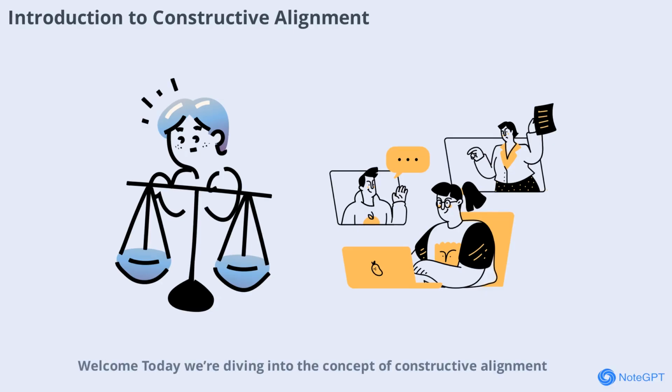Welcome. Today we're diving into the concept of constructive alignment, a powerful approach to curriculum design that ensures teaching, learning activities, and assessment are all working together toward the same goals. Developed by John Biggs in 1999, constructive alignment has transformed how educators think about student learning. Instead of focusing solely on what teachers do, this approach emphasizes what students actually learn and how they demonstrate their understanding. By the end of this video, you'll understand why constructive alignment matters and how it can make learning more meaningful and effective for everyone involved.